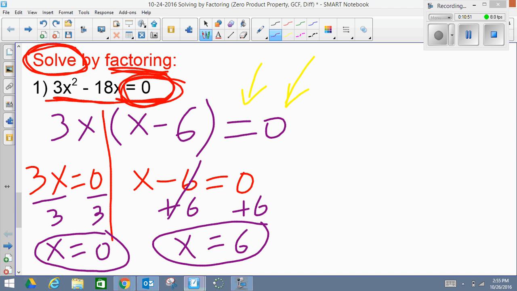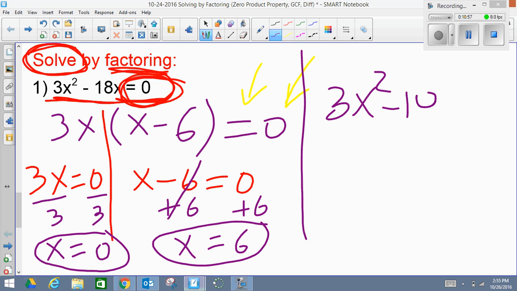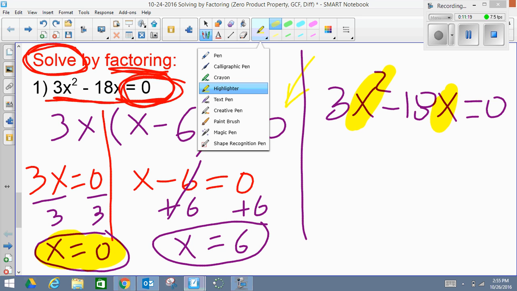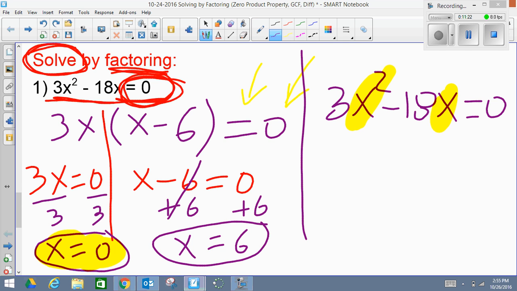If we want to double check if our answers are right or wrong, what we have to do is bring back our original equation equals 0, and then plug in each of these values. I have to take x equals 0 and replace it where the x is. So instead of the x squared and the x, I'm going to replace it by 0. So that's the whole idea.